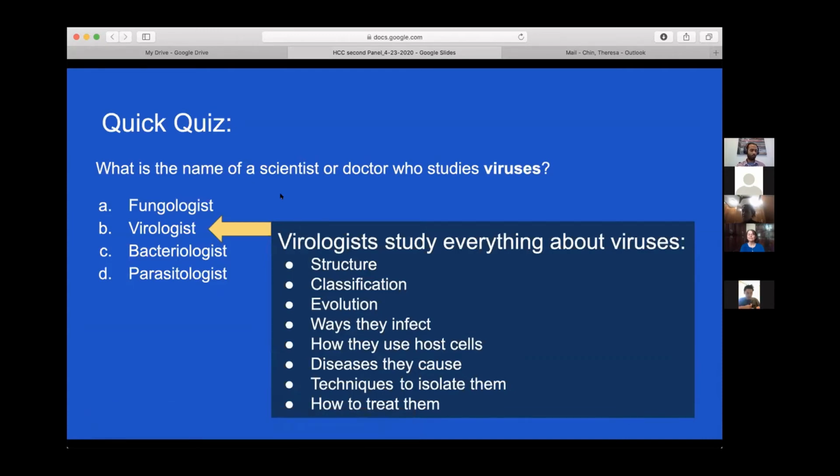So virologists are scientists and doctors who study everything about viruses, ranging from structure and classification, evolution, the ways in which they infect their hosts, how they use those host cells, because there's a variety of different ways they can use the host cells, and the diseases they can cause, how to isolate them, and hopefully how to treat them.